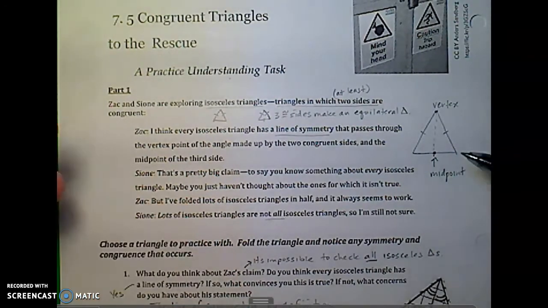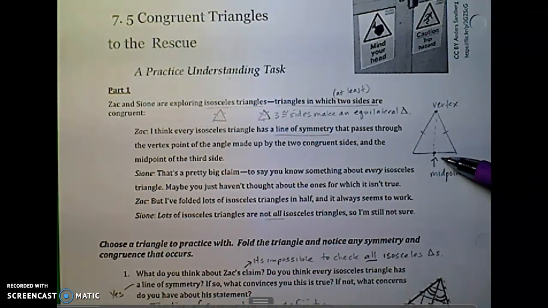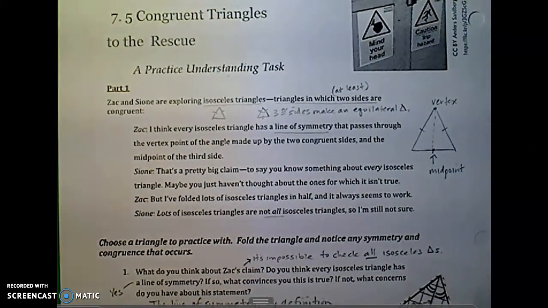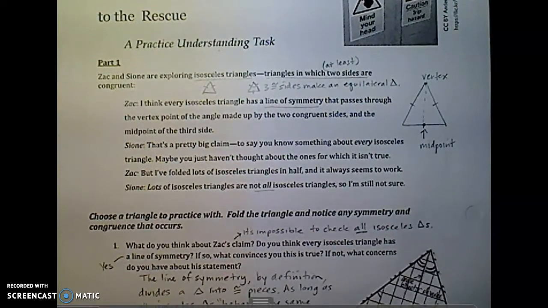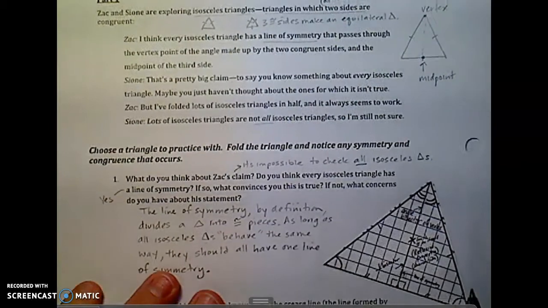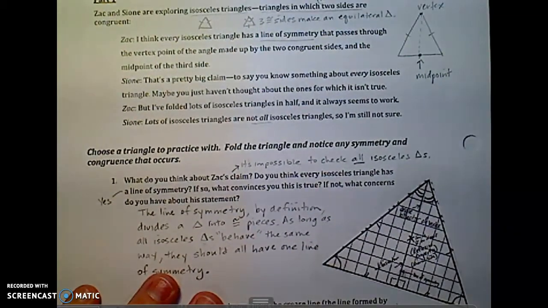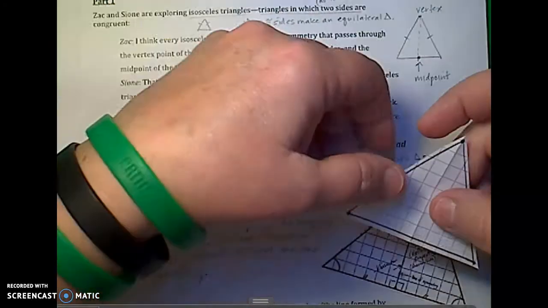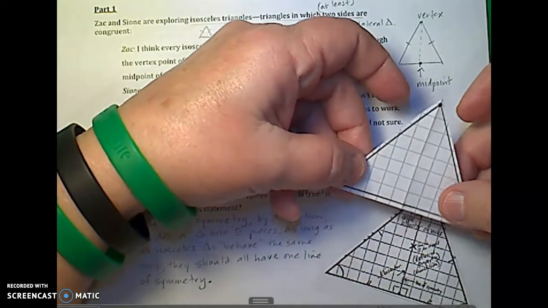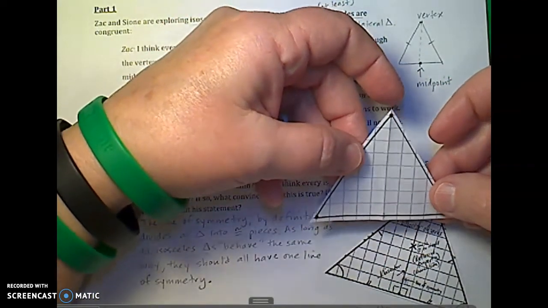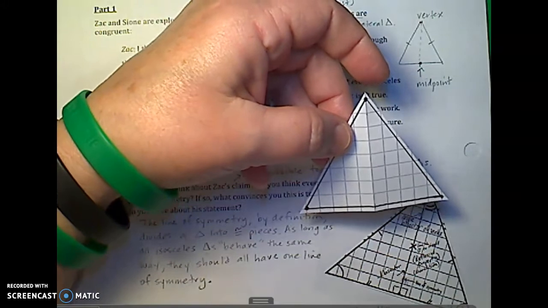And Zach's friend says, yeah, that's a pretty big claim. How do we know that's true for every single isosceles triangle? Now, if we were in class together, we would try this with a whole bunch of different triangles. But since we can't, I made a triangle with graph paper, and I'm going to use that to demonstrate some of the properties of isosceles triangles.